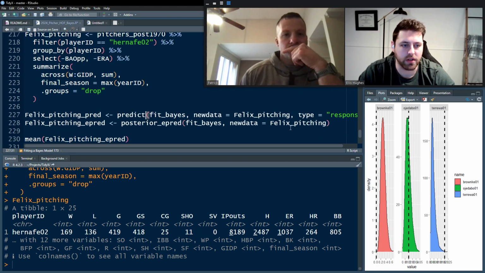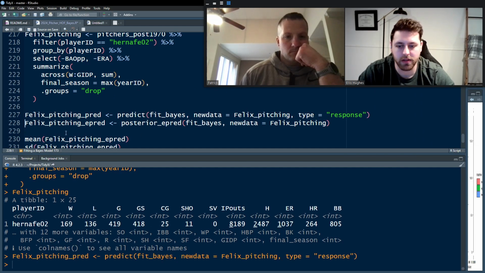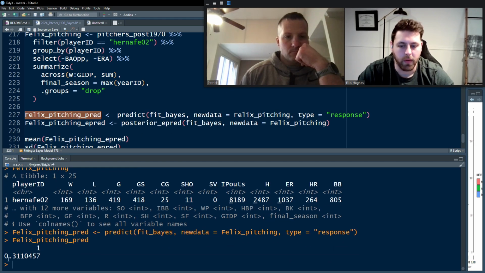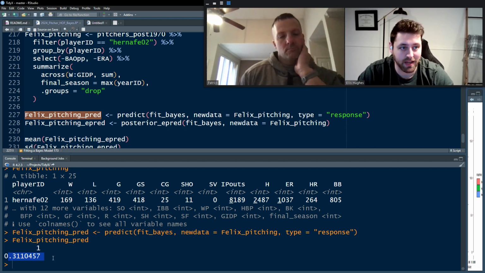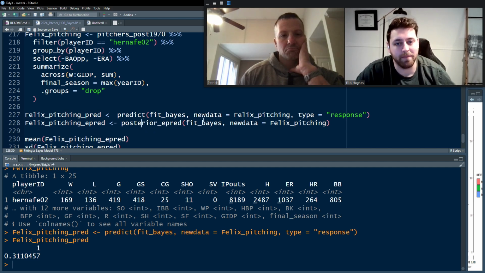We can just throw this into our predict function and say, hey, type response. So with that, we get a 0.311 or 31% chance of Felix making it into the Hall of Fame. It's not low, not zero. Hopefully he does. I don't know. But we can also do that same exploration that we did for those three players for Felix.